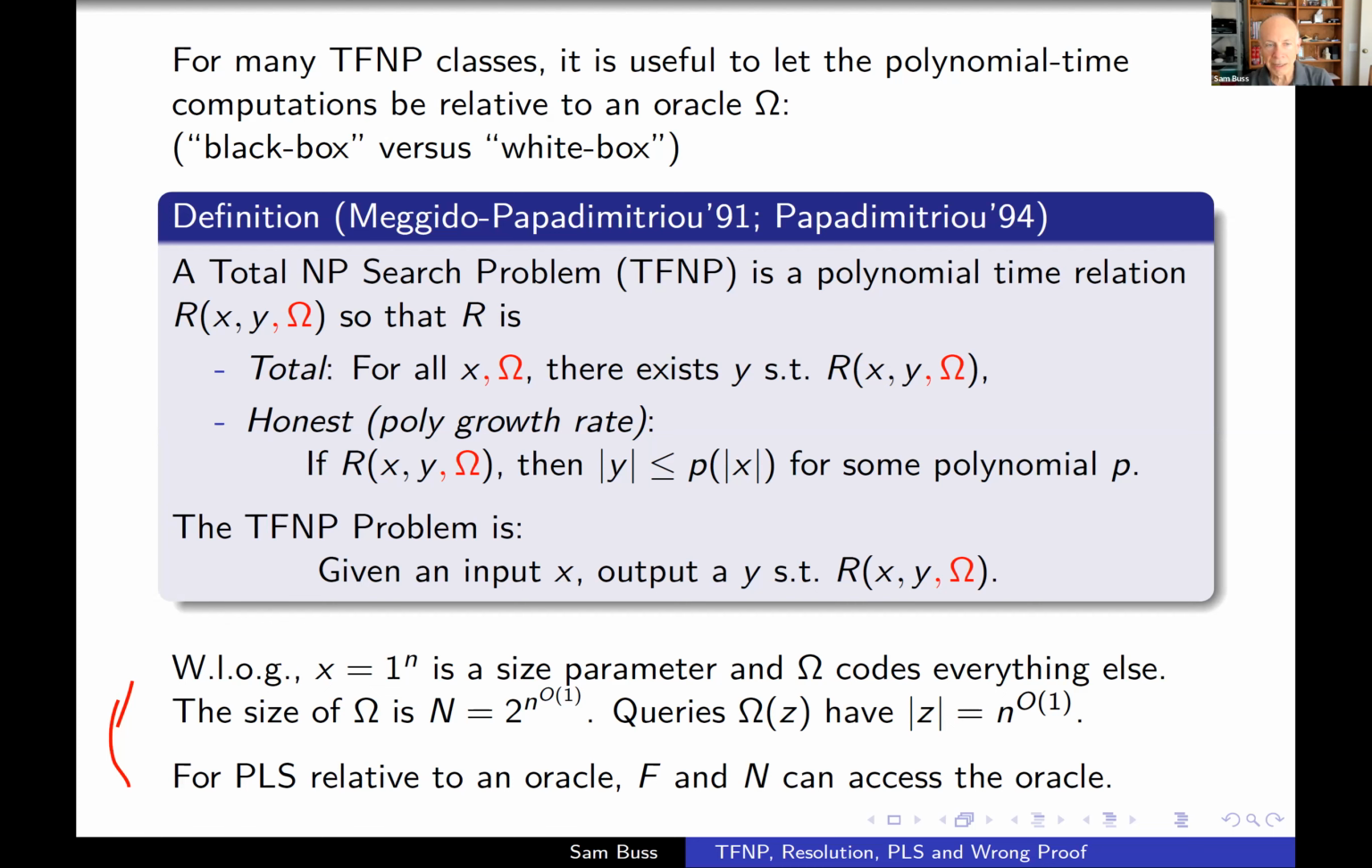And we can likewise have an oracleized version of PLS. In this case, the feasibility predicates and the neighborhood function can access the oracle. Okay.